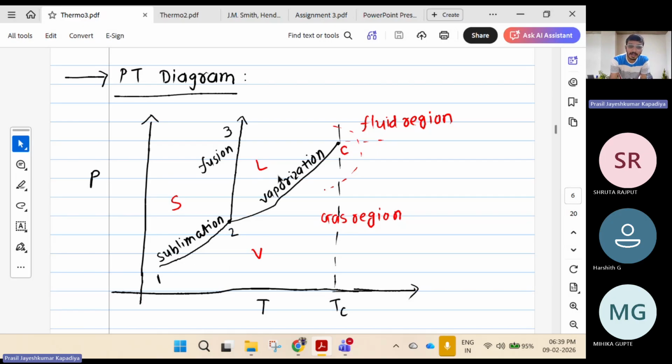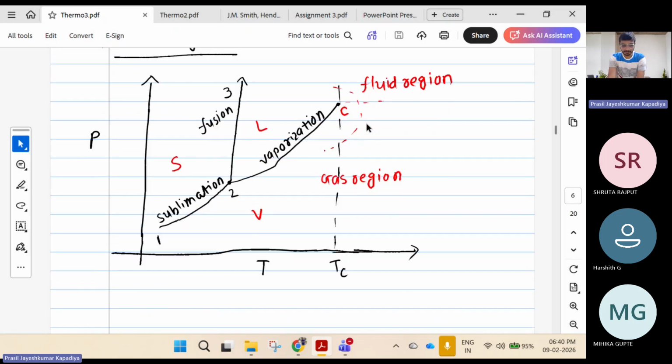Then this S and L line is called the fusion equilibrium curve, that is the fusion curve, and this 2C is called the vaporization curve. Now, what is going to happen if I keep increasing the temperature with pressure? There will be one point where liquid and vapor can't be distinguished. That point is called the critical point. At and above the critical point we can't distinguish liquid and vapor.